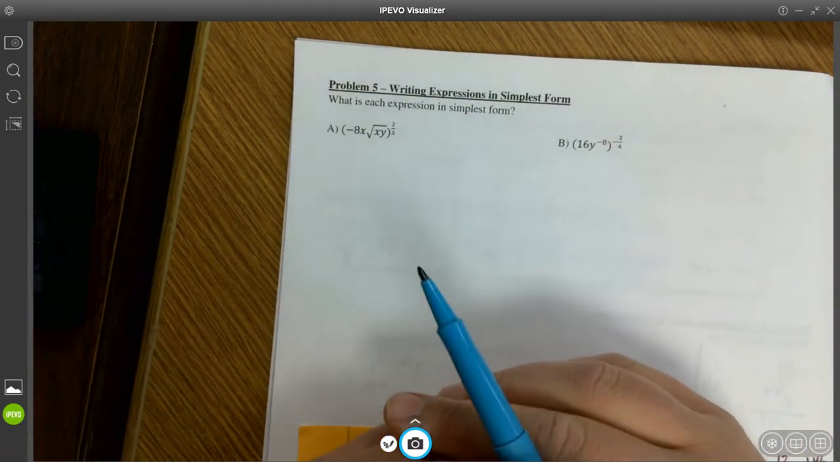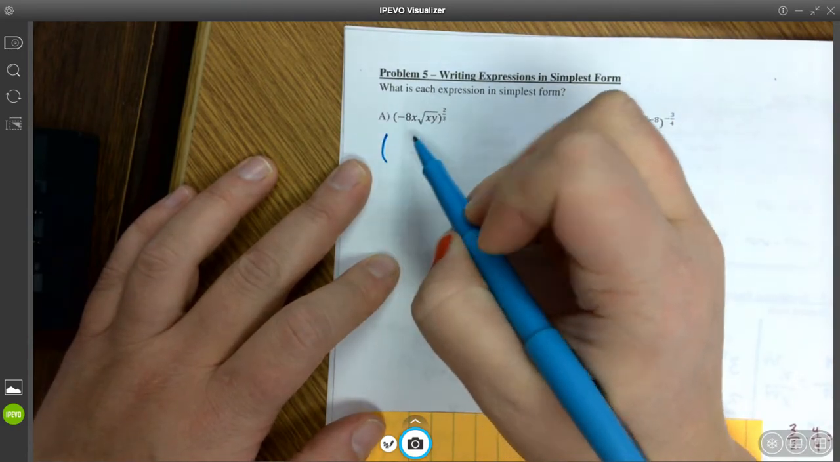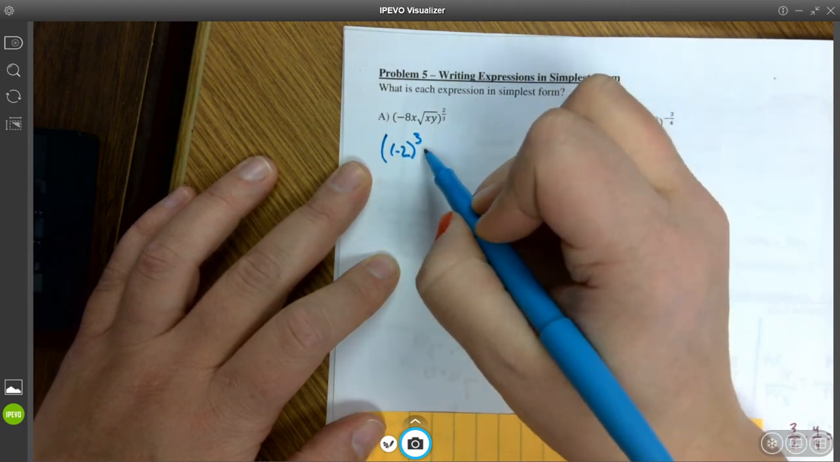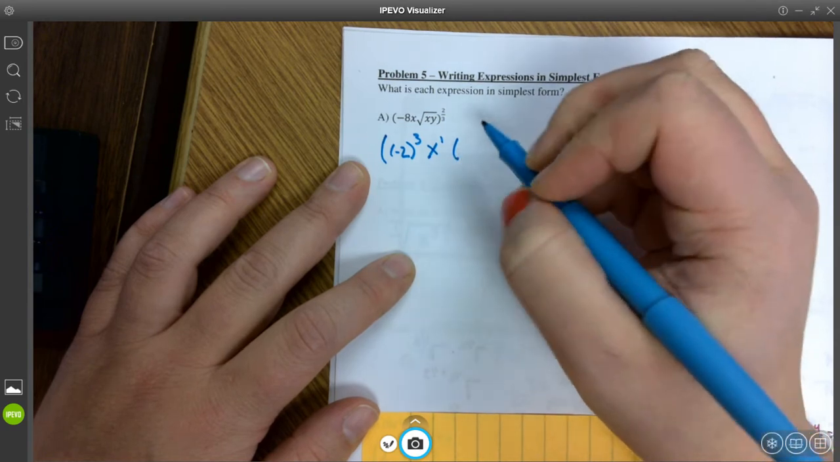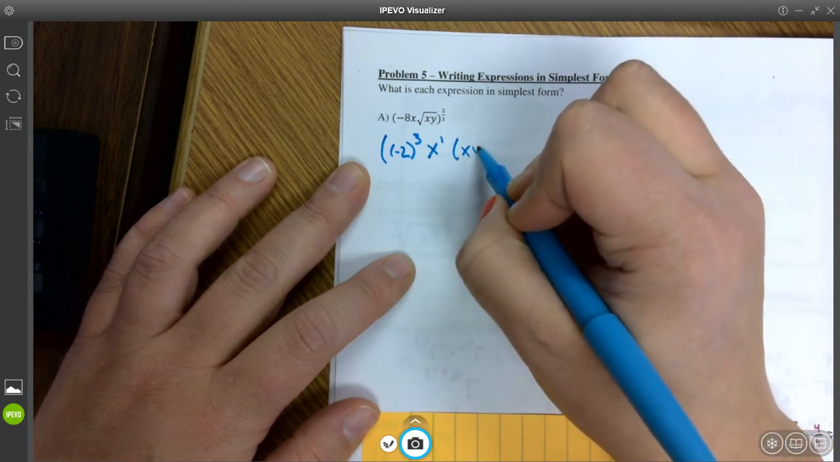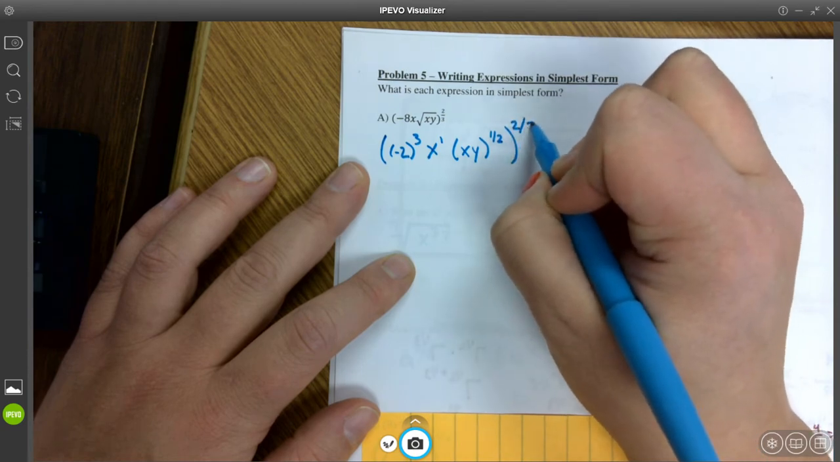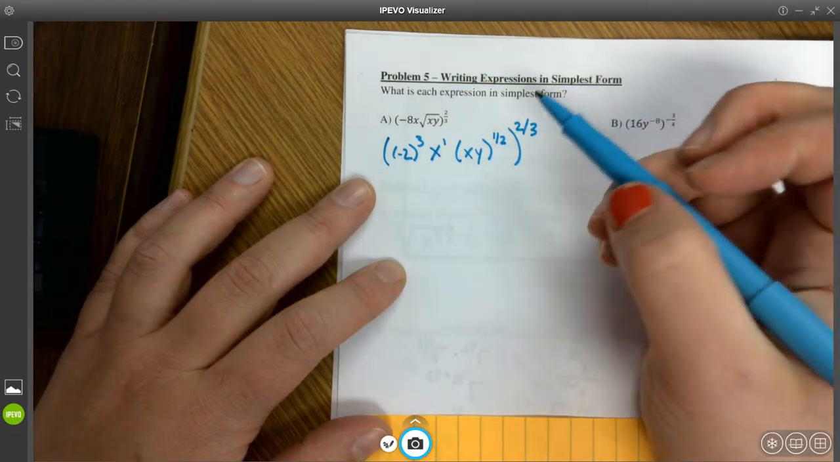Okay, well now look at what we're getting at. It's still the same thing. I'm going to rewrite this as negative 2 raised to the 3rd. I'm going to write this as x. I could put a little one if I want. And then I have x, y raised to the 1/2 power. Oh my gosh, this is getting so big.